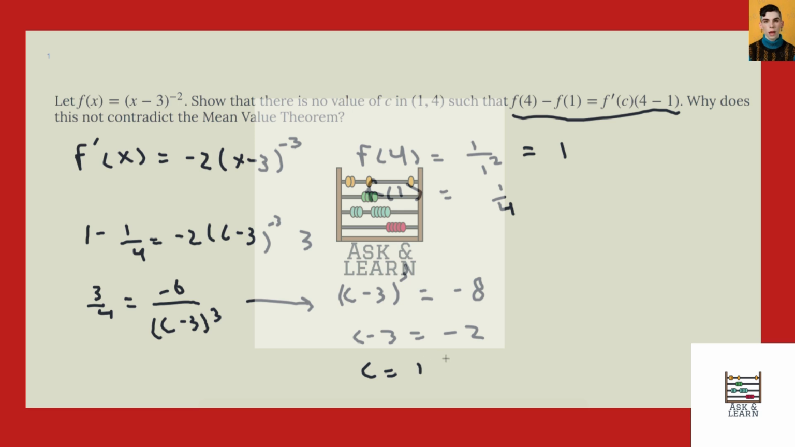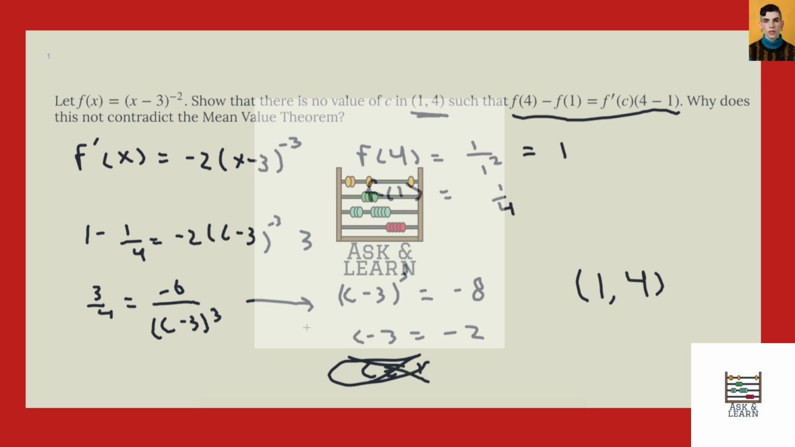However, there is a slight problem with this. I don't know if you've noticed, but the c value is not in the interval. It is not in (1, 4), because we are asked to find a c in the open interval from 1 to 4. That means we do not include the endpoints, which are x equals 1 and x equals 4. And we found a value of c equals 1. So this value of c is actually not allowed in our interval.